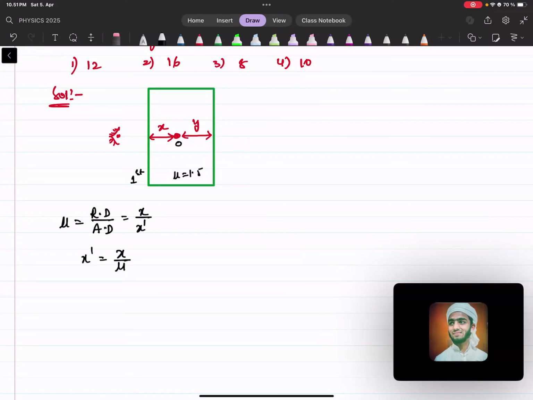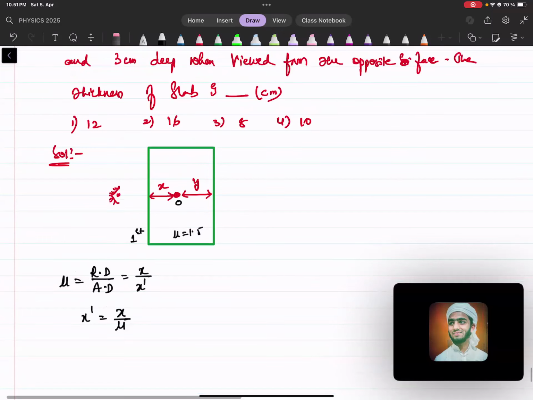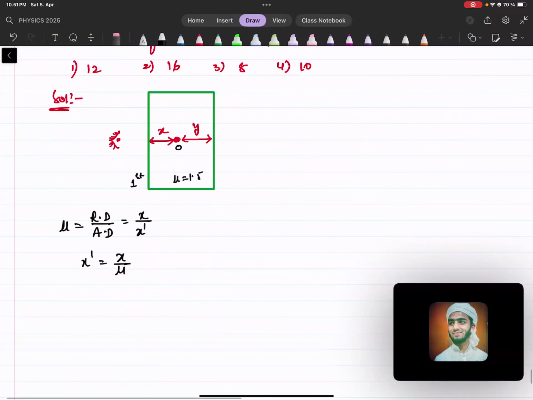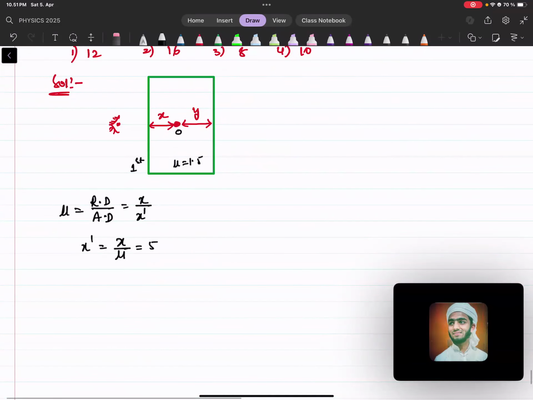Am I clear? Now what is told in the problem? It is 5 centimeters deep when viewed from one surface. That means X dash is equal to 5 centimeters. So what will the X value be? Mu into 5. Real depth will be equal to mu into 5. Refractive index is 1.5 into 5. That will be equal to 7.5. This is the real depth.